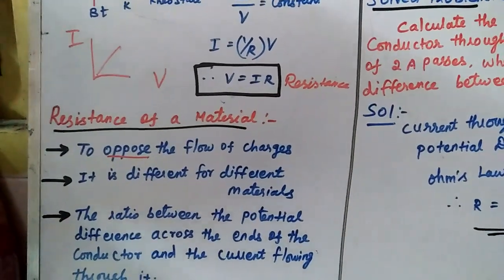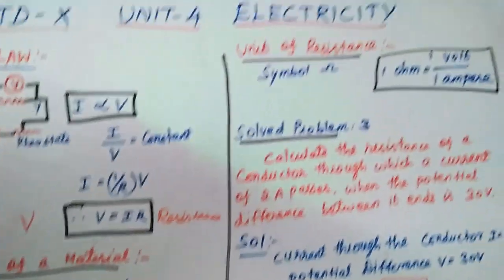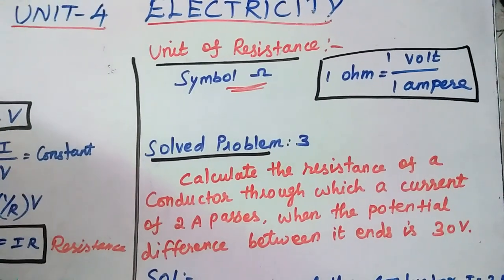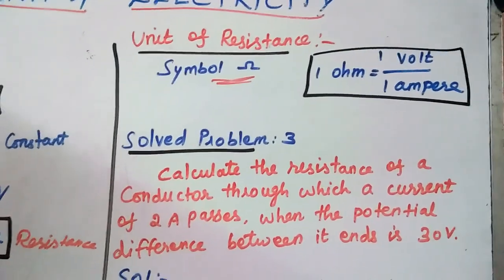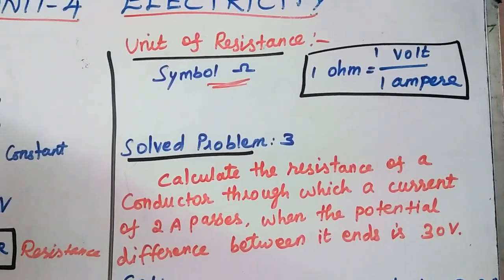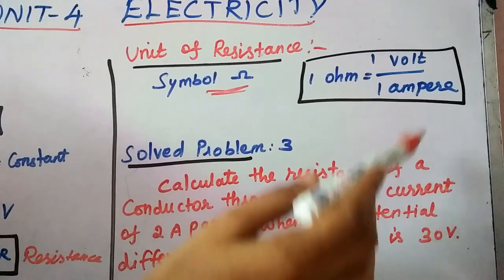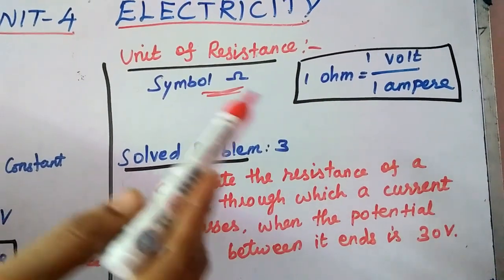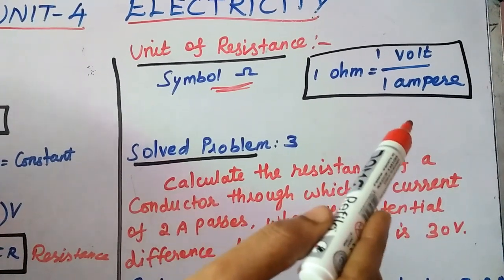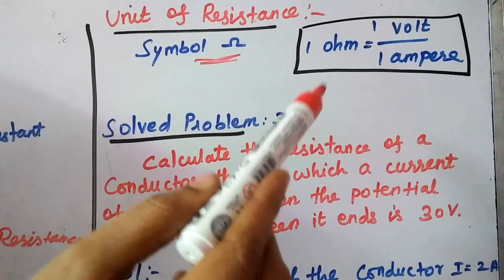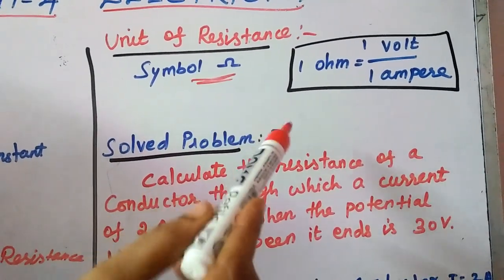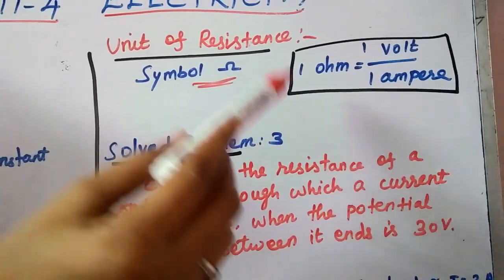Then next is the unit of resistance. The symbol is the ohm. What is the formula here? 1 ohm is equal to 1 volt by 1 ampere. Here the resistance of a conductor is said to be 1 ohm if a current of 1 ampere flows through it when a potential difference of 1 volt is maintained across its ends. This is the 1 ohm.